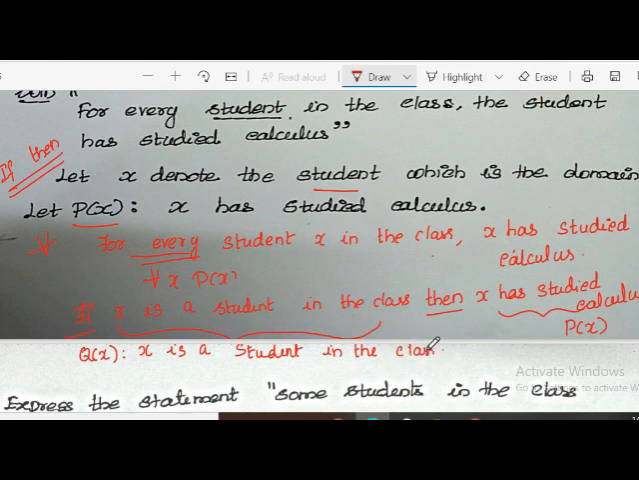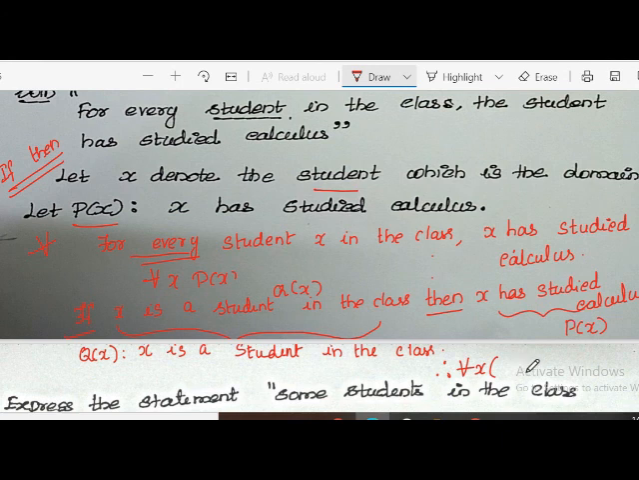So therefore, let us take q of x. Another statement is this one, and it is a conditional statement. So what is the expression of this statement? This can be expressed as for all x. Here p of x: x is a student in the class.